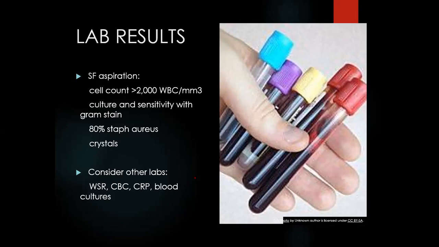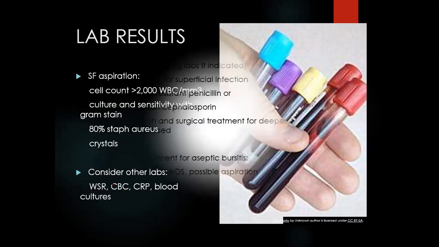You can consider doing a sed rate, which should be ESR. This is a Westergren sed rate. It's just a little different, but ESR is what we really mean. A CBC to look for a neutrophilia, most likely in this patient, and then a CRP. So those are probably just going to be elevated, but we definitely want to do blood cultures as well.